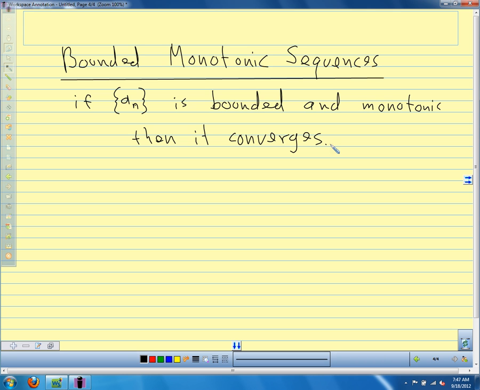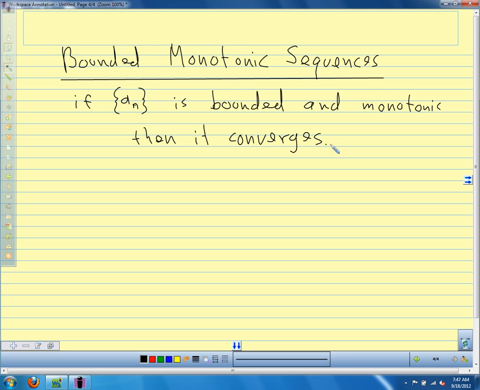And if you think about a non-decreasing sequence, so the terms are getting bigger and bigger, constantly getting bigger, but there's an upper bound, it makes sense that that's going to converge. And the same if you have a non-increasing sequence, the terms are constantly getting smaller, but they don't get below some lower bound, then intuitively that makes sense that's going to guarantee that your sequence converges.